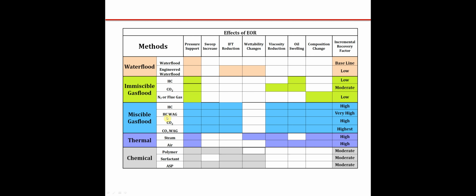Miscibles are extremely efficient and high yielding EOR processes, whether it's hydrocarbon WAG or carbon dioxide WAG. They are extremely efficient EOR processes. And once the miscibility pressure is below the reservoir pressure, well, certainly miscible gas flood is the key to your additional oil.